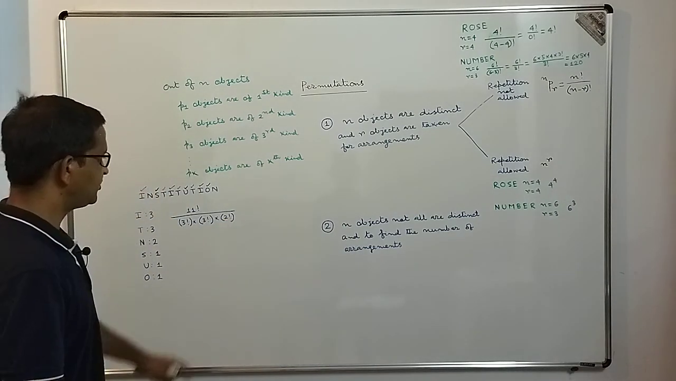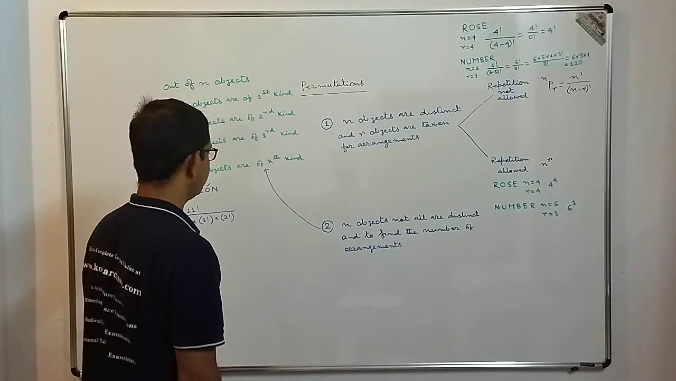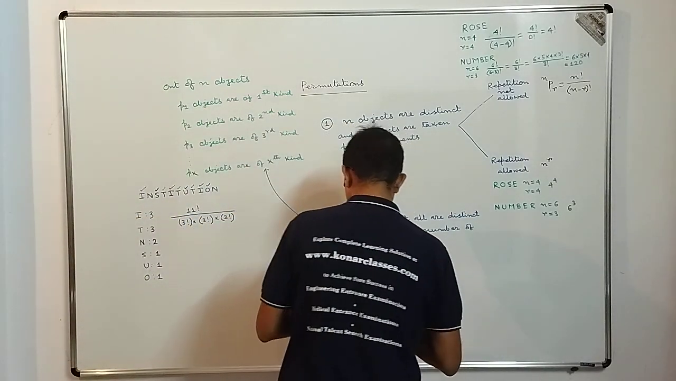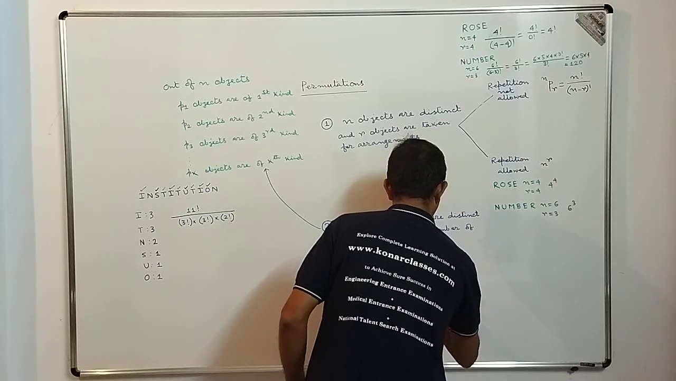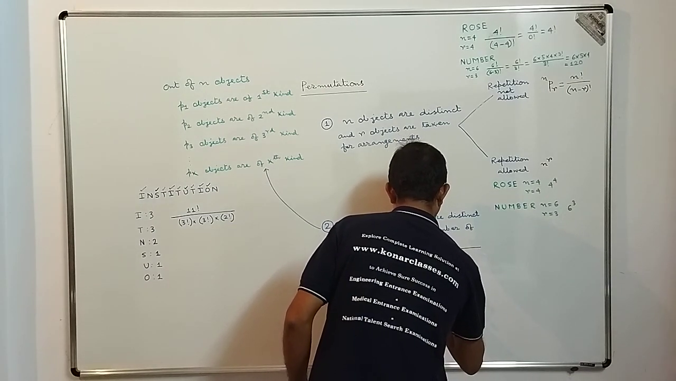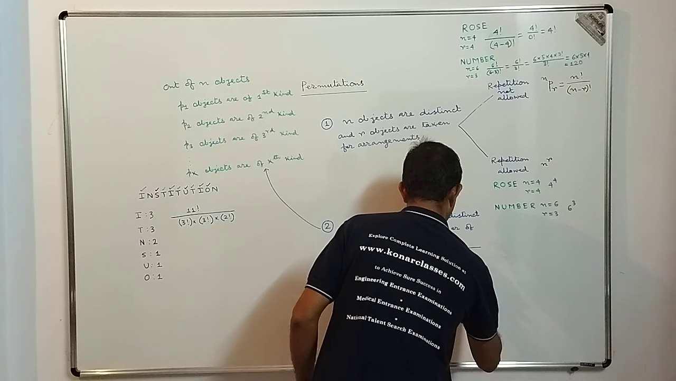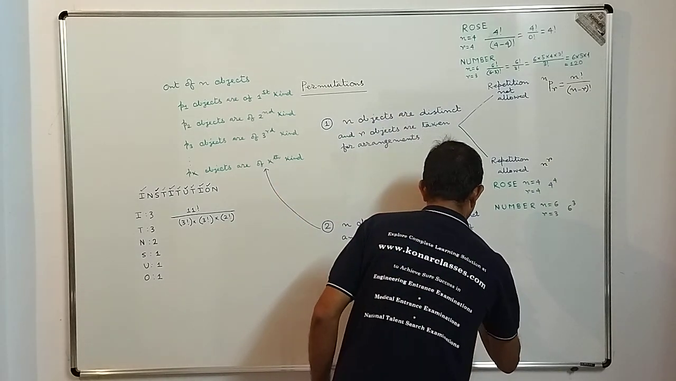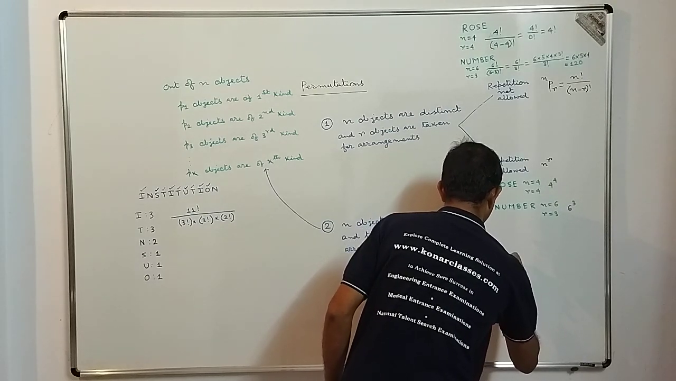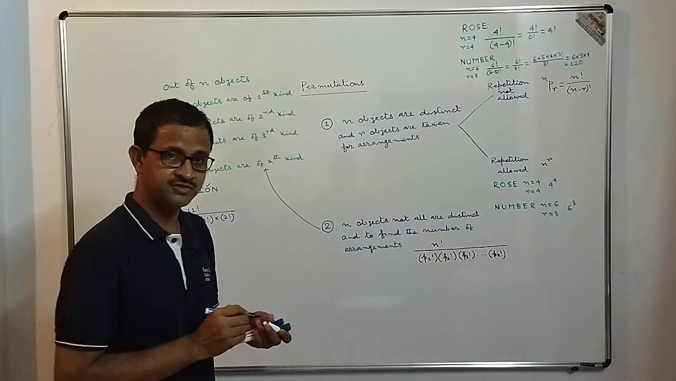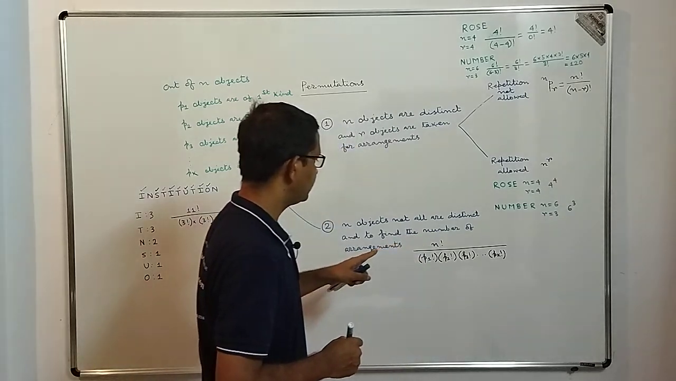Okay. Now if we generalize this, what is the formula? Let me write the formula in the black color. The formula is n factorial divided by P1 factorial into P2 factorial into P3 factorial, in that way up to Pk factorial.